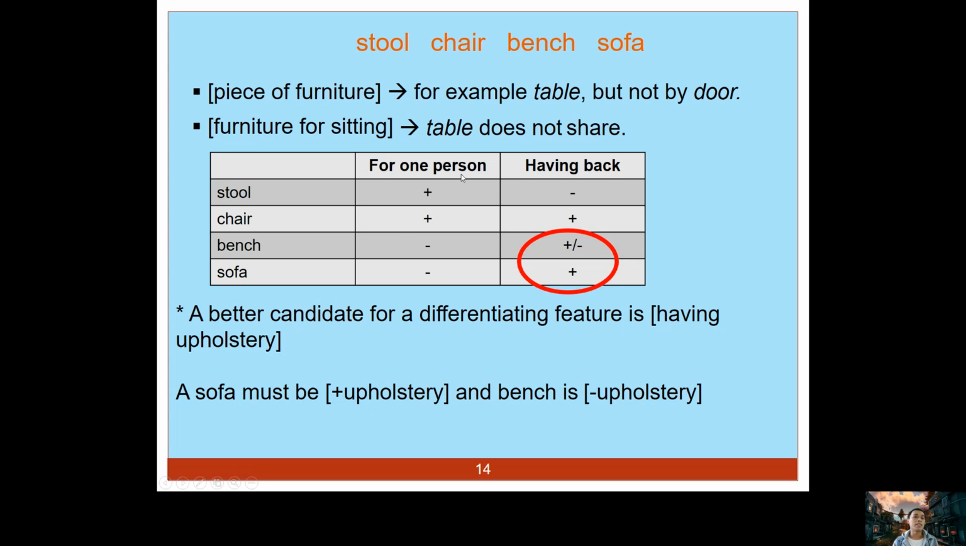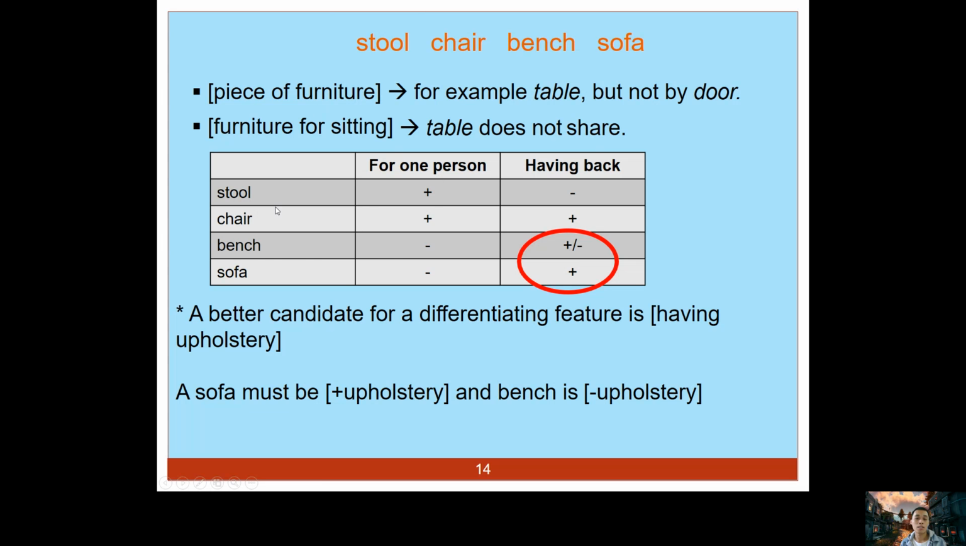So this is the example, another example like stool, chair, bench, and sofa. Okay, piece of furniture versus furniture for sitting. The piece of furniture, for example, a table, but not a door, and furniture for sitting. Okay, let's move.